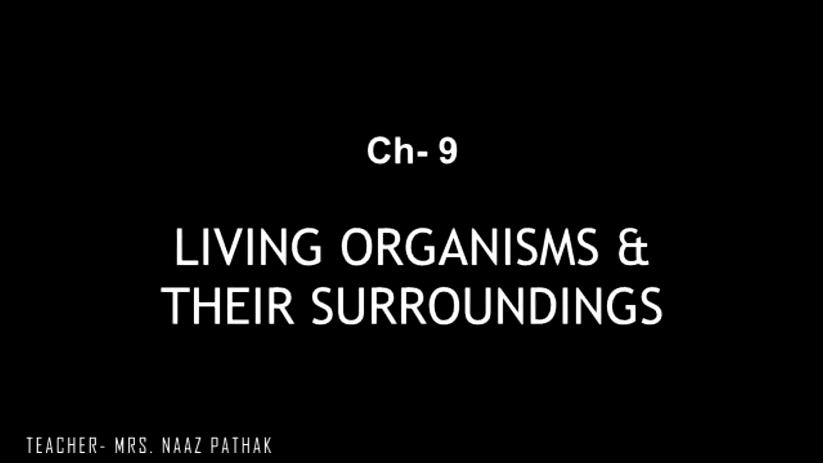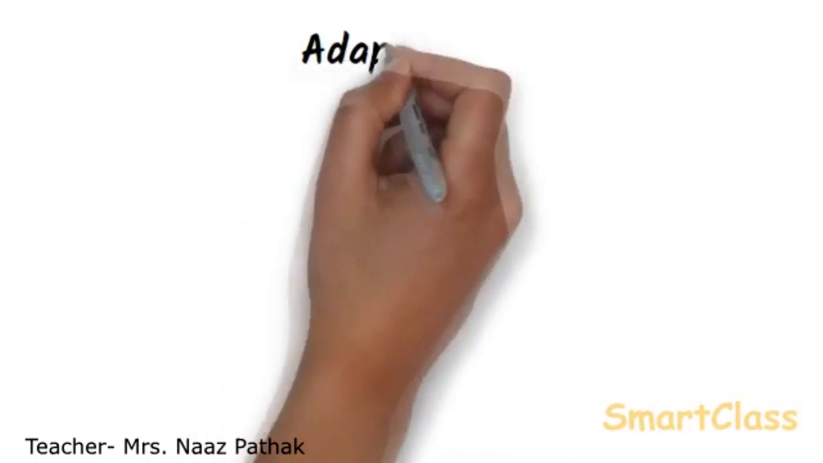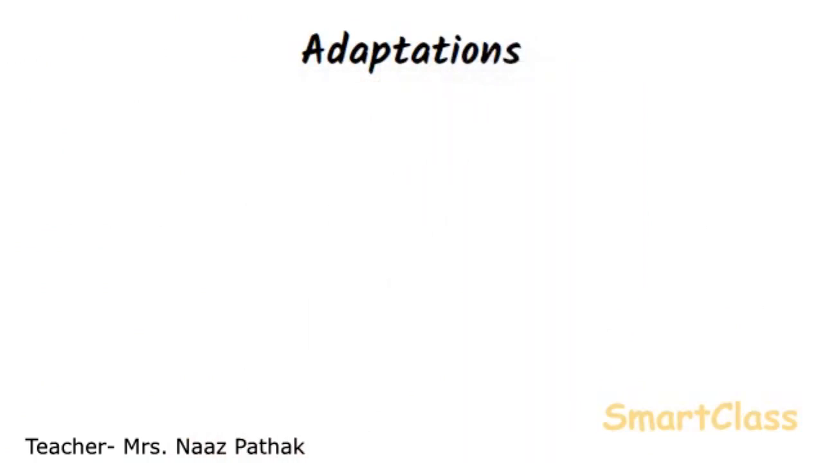Hello students, today we are going to continue with chapter 9 of science, living organisms and their surroundings. Today we are going to study about adaptations. We know there are many different kinds of habitats having entirely different environmental conditions like temperature and amount of water.